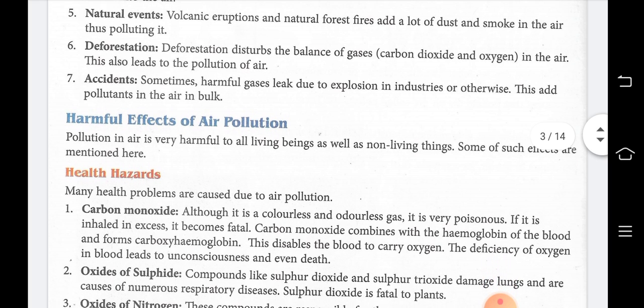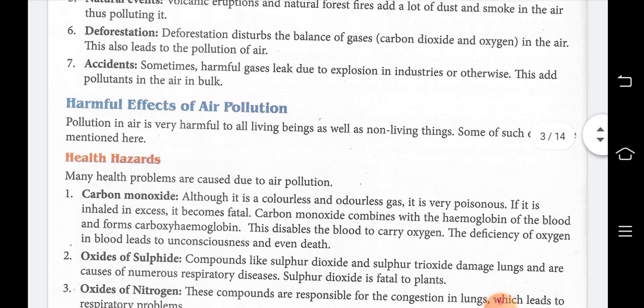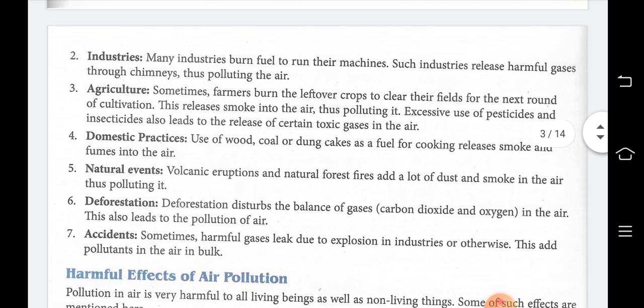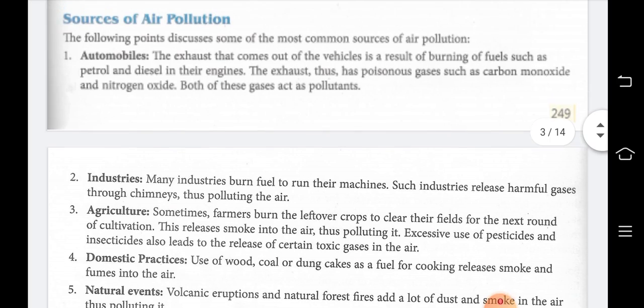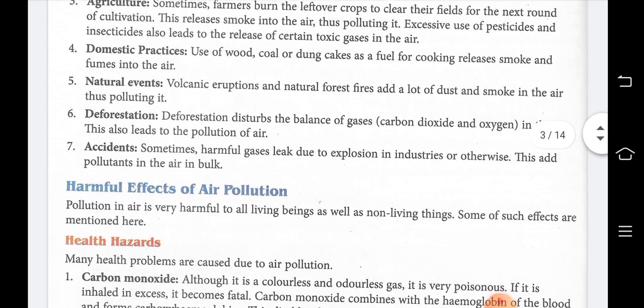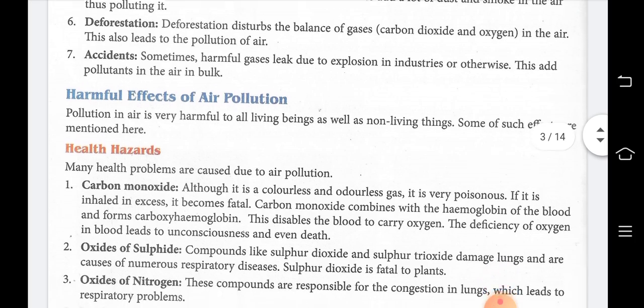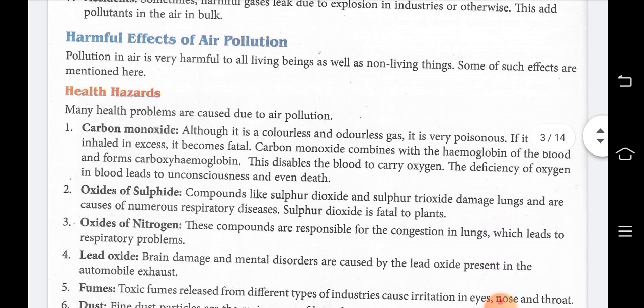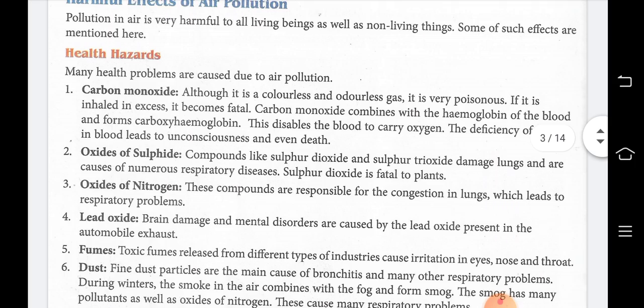Then accidents, sometimes harmful gases leak due to explosion in industries or otherwise. These add pollutants in the air in bulk. So these are some causes of air pollution. Then harmful effects of air pollution. What it will cause to us or to the environment.